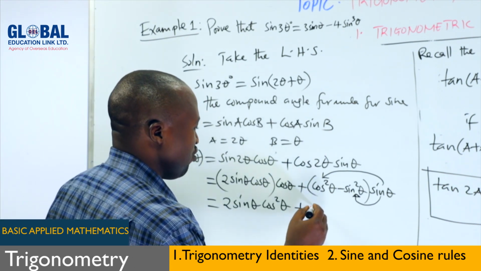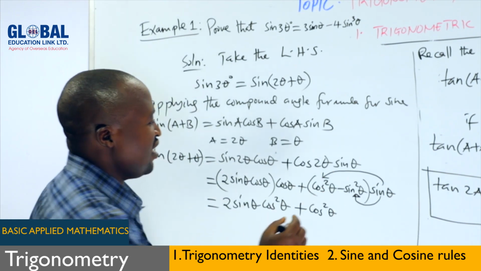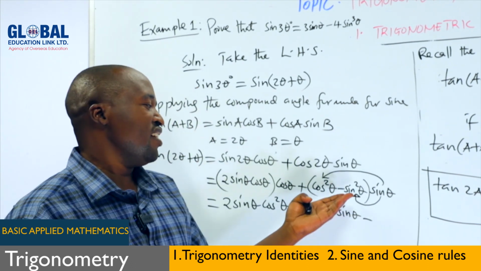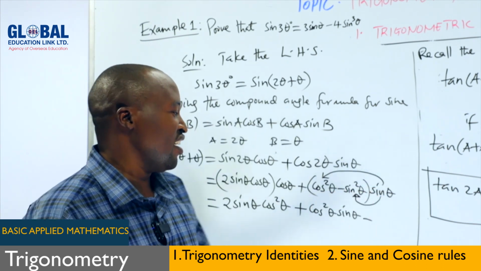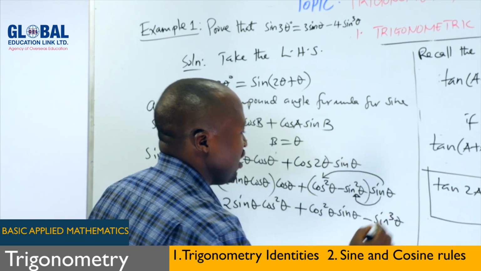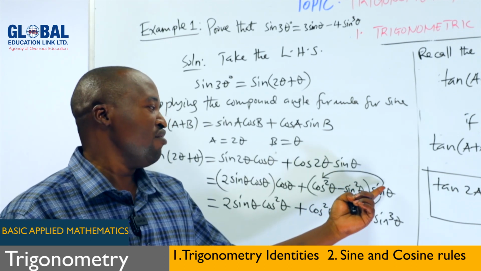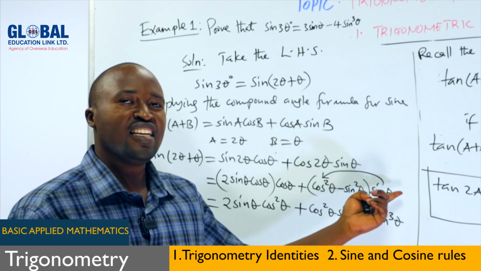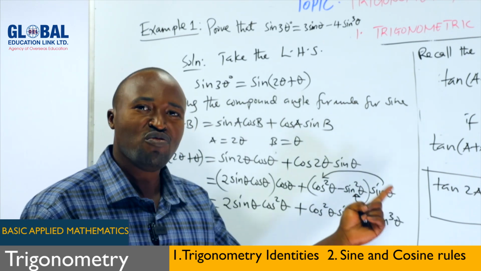So we are going to have cos squared theta sine theta, minus then sine squared theta times sine theta. So here we have sine cubic theta. Why? Because here we have power 2 and here we have 1. So sine squared theta times sine theta, we have sine cubic theta.